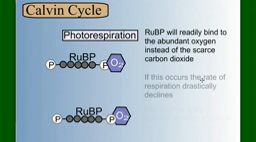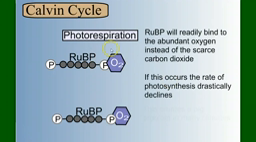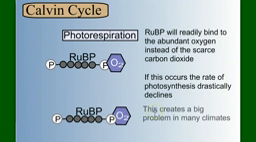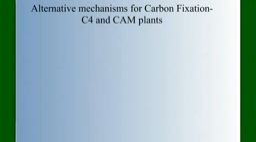Now, this can drastically decrease the rate of photosynthesis. If this photorespiration occurs, the rate of photosynthesis is going to drastically decline because RuBPs are bound to oxygen and are not available to bind to the carbon dioxide. And this can create a problem in many climates where the temperature is really hot and the air is really dry. So we need alternative mechanisms for carbon fixation.